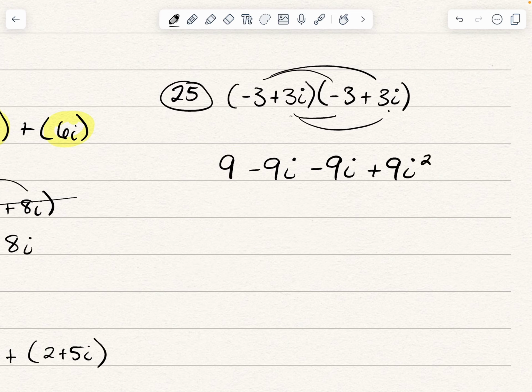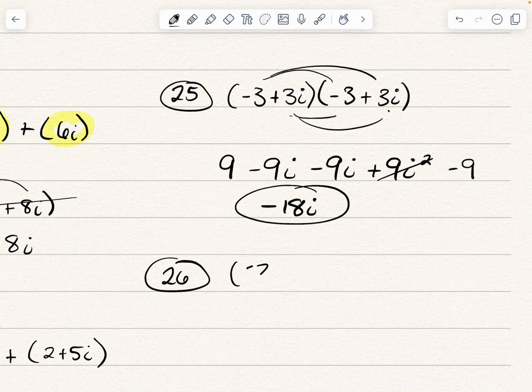Okay? 9i squared, 9 times negative 1, this is like having a negative 9 on the end. Okay, so you have a positive 9, a negative 9, they cancel, you get 0. Negative 9i minus 9i, that gives you negative 18i plus 0, but we don't have to put the plus 0 on the end. It's just negative 18i. Okay, 26 should be solved the same exact way.